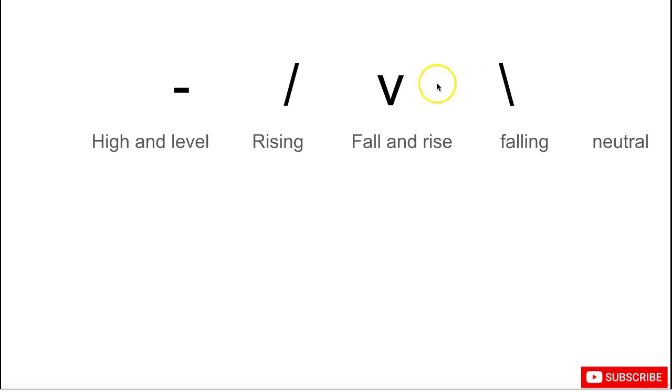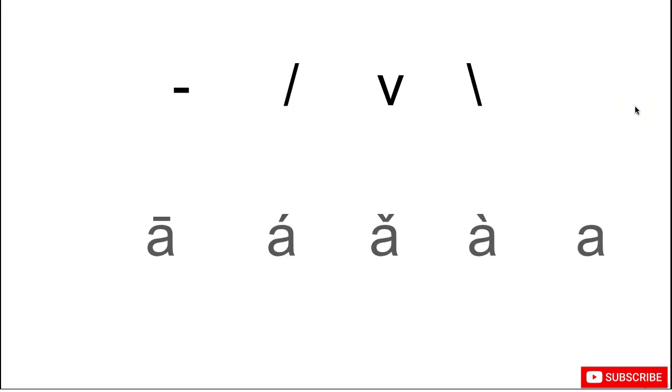So there are four tones. This is the first tone. It is called high and level, and it is pronounced... don't worry, I'll give you the secret to remember some of this. Then this is the rising tone. This is the fall and rise tone. Then this is the falling tone, and this is the neutral tone. Okay, so let me give you the secret to remember some of this.